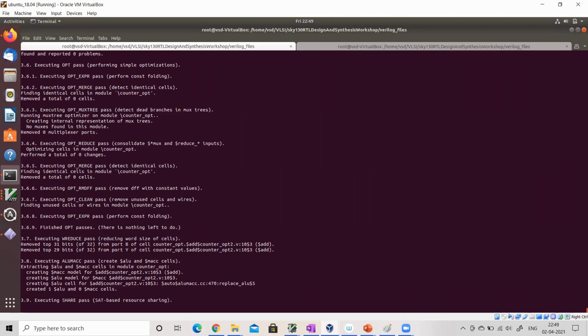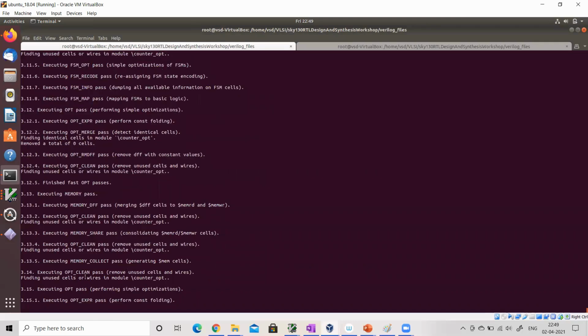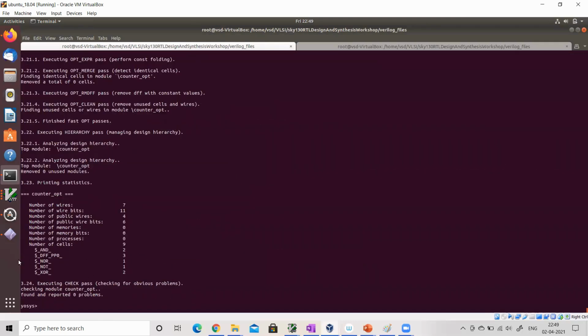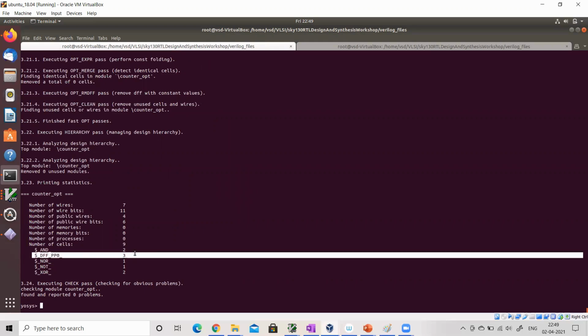So we are expecting 3 flops to be inferred here, correct? Let's see what happens here. Bingo, there you go. 3 flops are inferred. This is exactly what we expected.